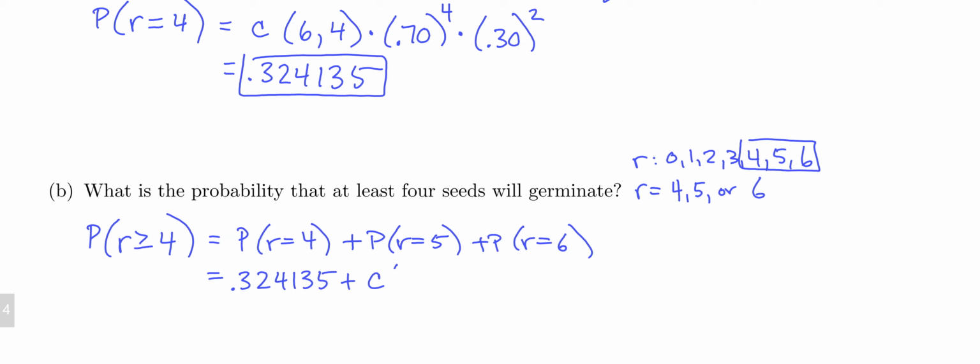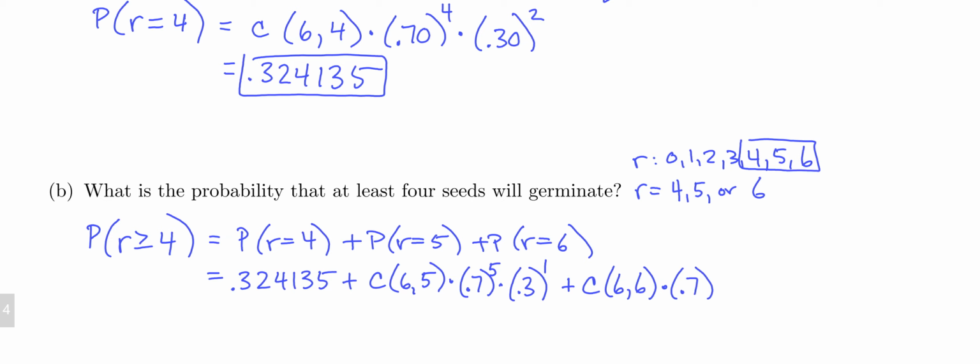The probability that r equals 5 is C 6, 5 times 0.7 to the number of successes, which is 5, times 0.3 to the number of failures, which would be 6 minus 5, or 1, plus the probability that r equals 6, which is C 6, 6 times 0.7 to the number of successes, in this case 6, times 0.3 to the number of failures, which is 0.